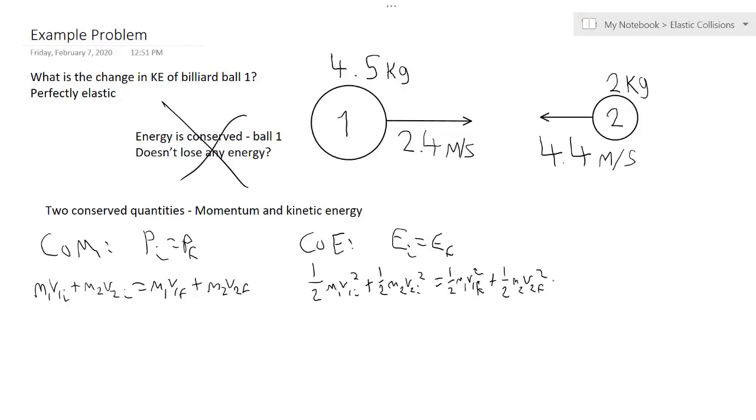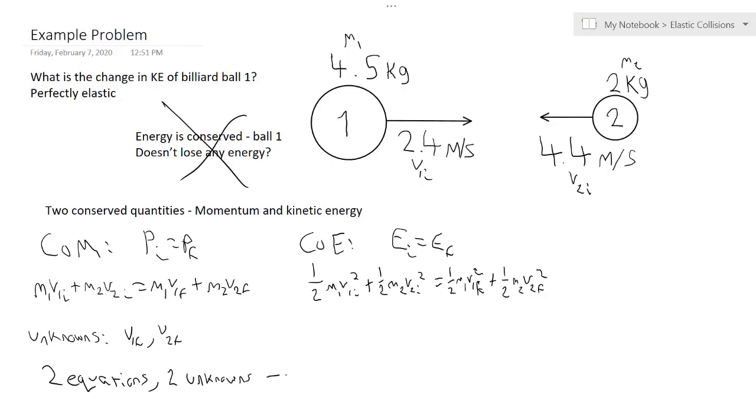Let's look at our equations and see what we have. We have M1, we have M2, we have V1 initial, we have V2 initial. Our unknowns are V1 final and V2 final. So we have two equations and two unknowns, so we're going to have a system of equations.